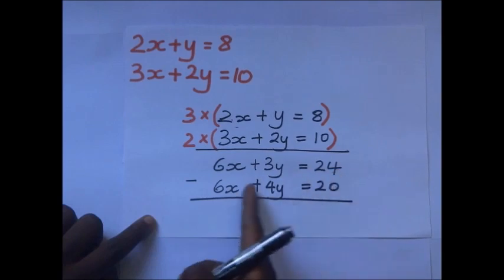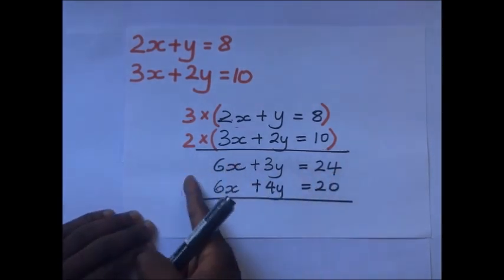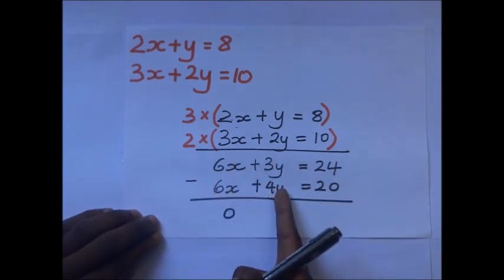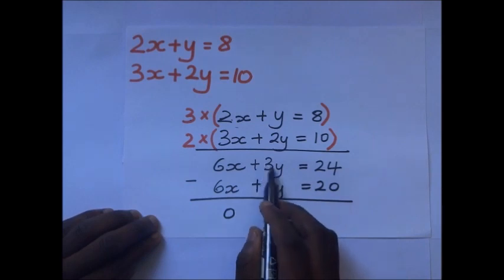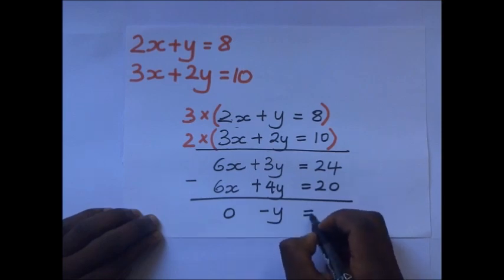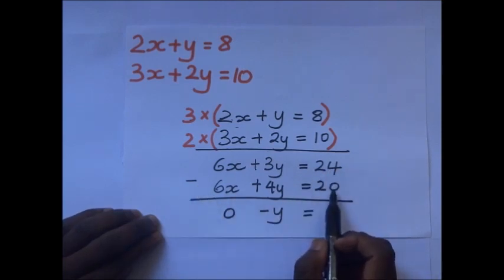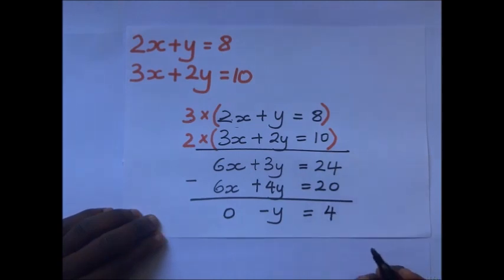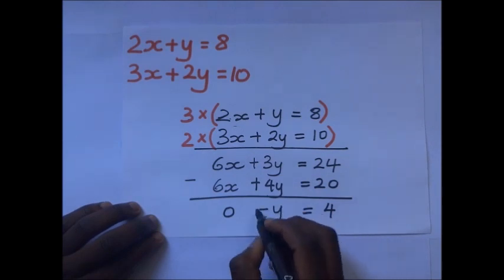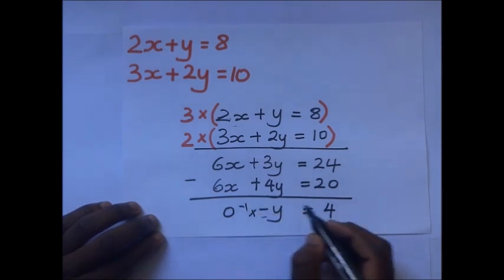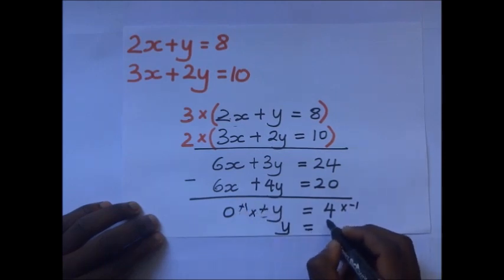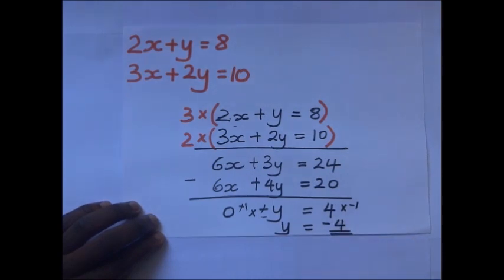So we subtract this minus that. 6x minus 6x is going to give us 0. Then 3y minus positive 4y is going to give us negative y, and 24 minus 20 is going to give us 4. So negative y is equal to 4. If we multiply both sides by negative 1 to eliminate this negative from the y, we end up with our value of y as negative 4.